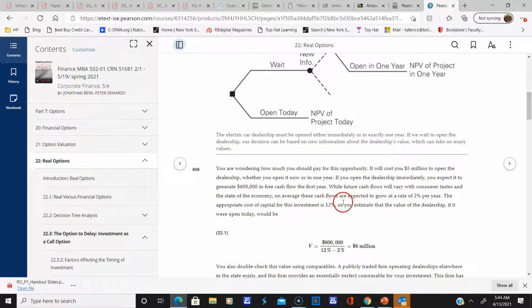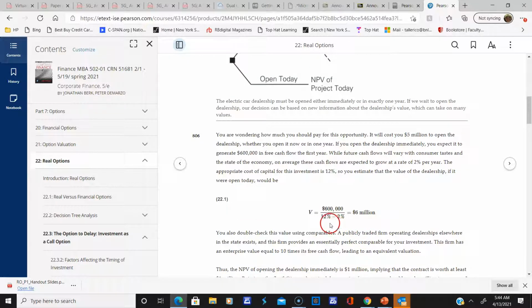So they're giving you all the numbers, right? And so you estimate that the value of the dealership, if it were open today, would be, okay? You can clearly see here, this is the valuation of the dealership, and it's growing at a rate of 2%. And here's your cash flows, right?